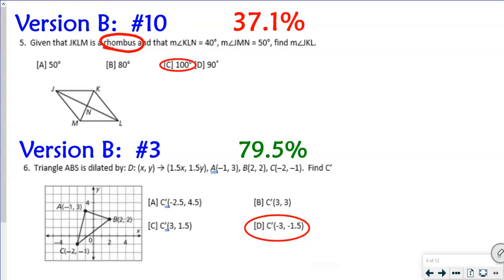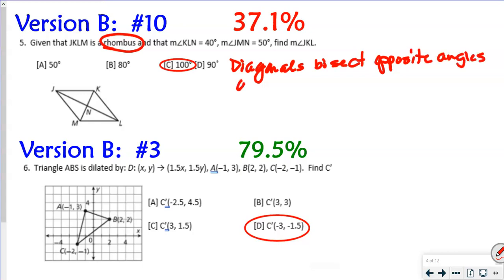But we also know what? What do the diagonals do to the angles? Diagonals bisect opposite angles. And we also know another piece about angles, right? We know that opposite angles are congruent, right? Opposite angles are congruent. Okay, so we're going to use those two pieces of information to solve this problem.